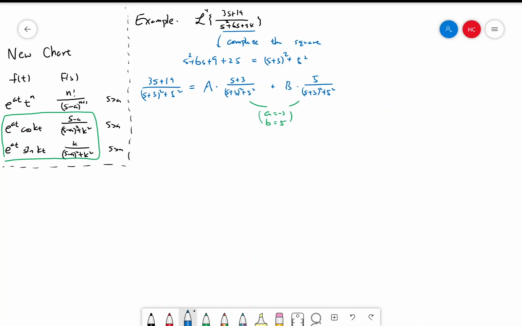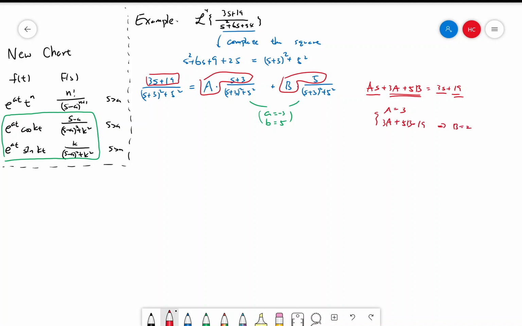Okay, this is not hard to solve. We compare all the denominators and numerators together. We get as plus 3a plus 5b is 3s plus 19. Comparing the coefficients, we get a equal to 3, and 3a plus 5b is 19, which tells us that b is 2. So that means the original fraction is equal to 3 times (s + 3) over ((s + 3) squared plus 5 squared) plus 2 times 5 over ((s + 3) squared plus 5 squared).